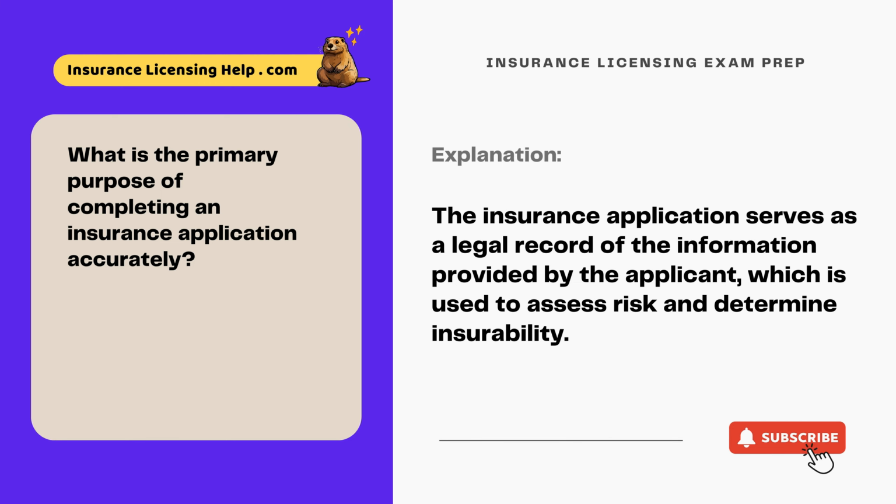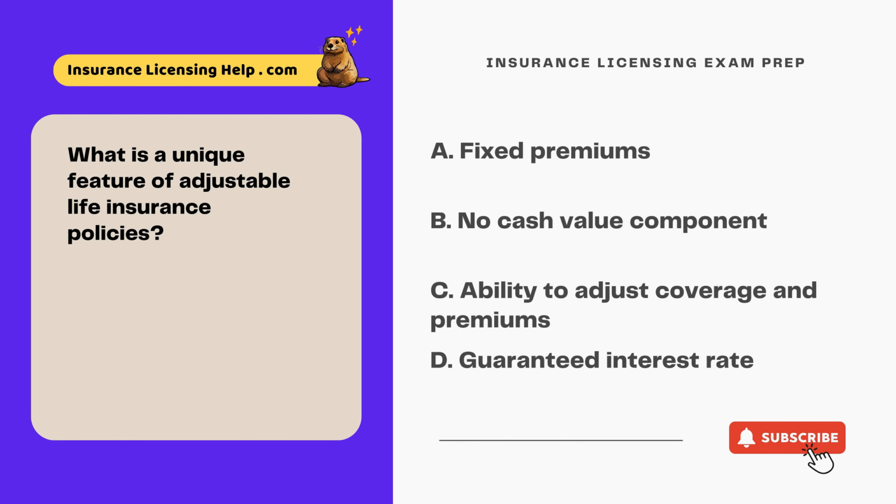risk and determine insurability. What is a unique feature of adjustable life insurance policies? A, fixed premiums. B, no cash value component. C, ability to adjust coverage and premiums.